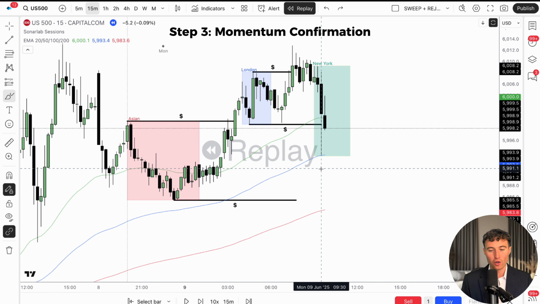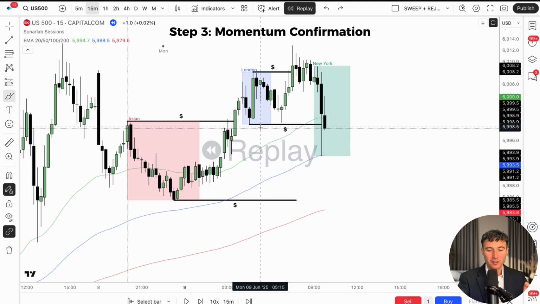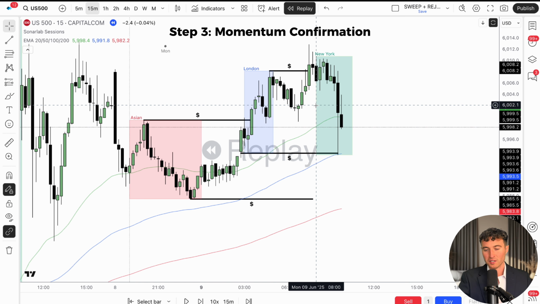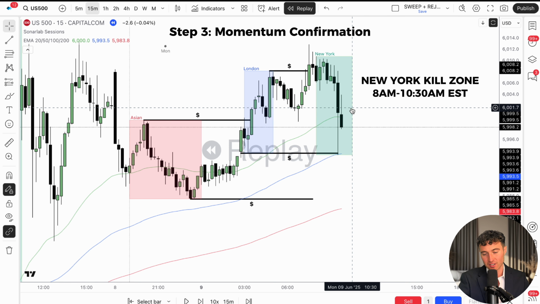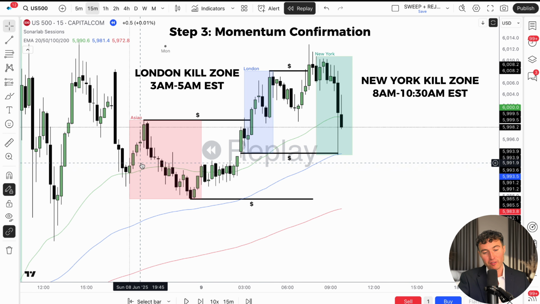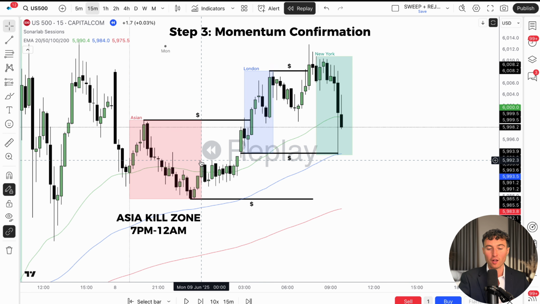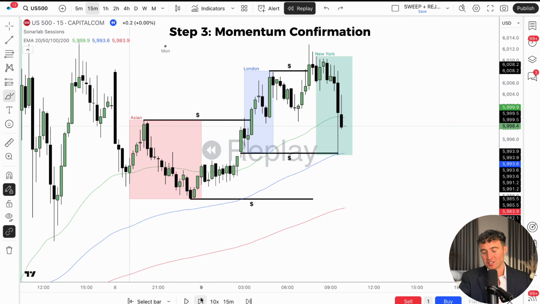And so how do you look for the perfect confirmation? So once you've seen a liquidity raid below a previous session's low, you need to wait for a 15-minute bullish confirmation. And so this could be during a New York kill zone. For example, the New York kill zone is between 8 a.m. and 10:30 a.m. Eastern, or the London kill zone, which is between 3 a.m. and 5 a.m. Eastern. We also have the Asia session, which is 7 p.m. until 12 o'clock midnight. But I am only looking at executing during either the London kill zone or the New York kill zone.